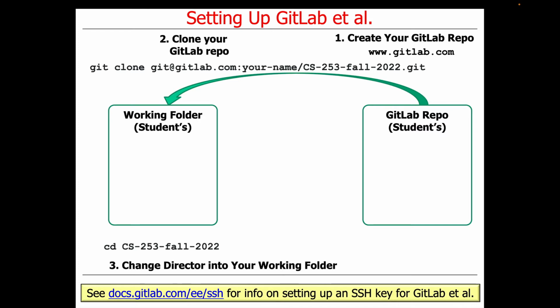Once you've got that set up, then you go to GitLab itself and create your GitLab repository. You may have one from a previous class. That's fine. You can reuse it. But what you want to do, once you've created your repo or gone back to the repo you already have, is clone your GitLab repo onto your machine.